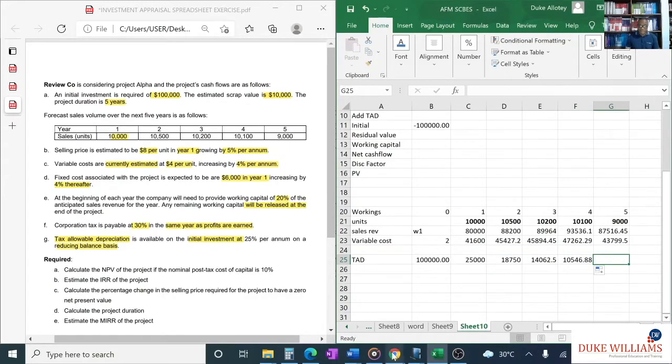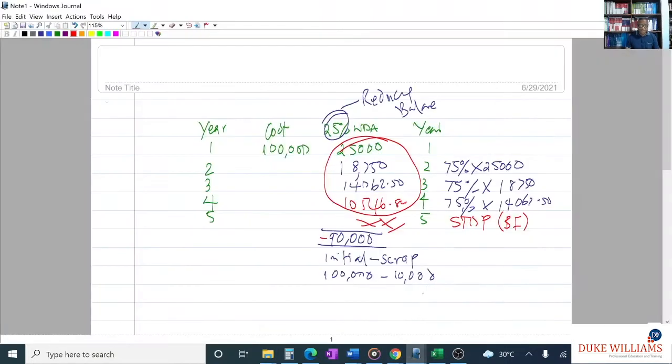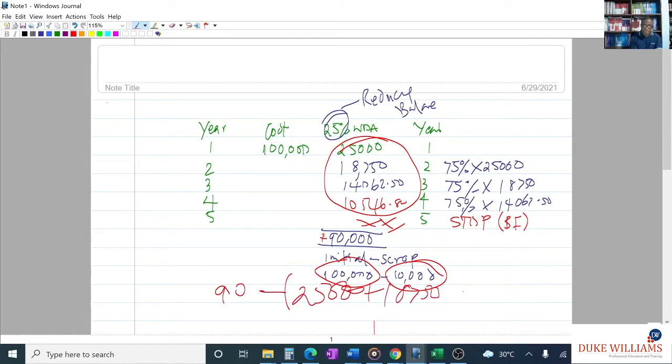Now, in the fifth year, as you can see from here, you notice that I had my 90, and my 90 comes from initial take away the scrap. So I'm going to fix that in the formula. Then the balance for year 5 will simply be 90 minus the sum of 25,000 plus the sum of 18,750 plus the sum of 14,062 plus the sum of 1054.8. So then I can get that figure sitting there.